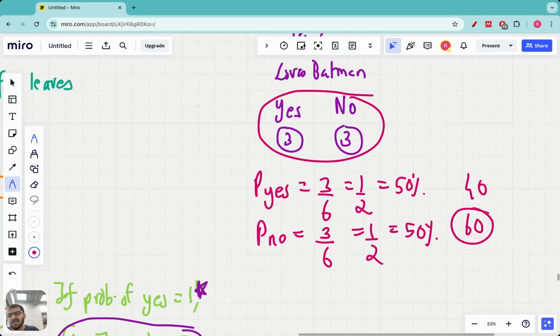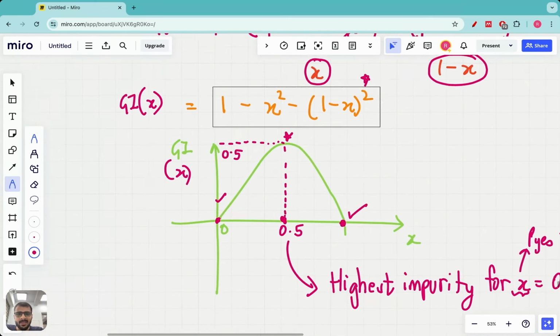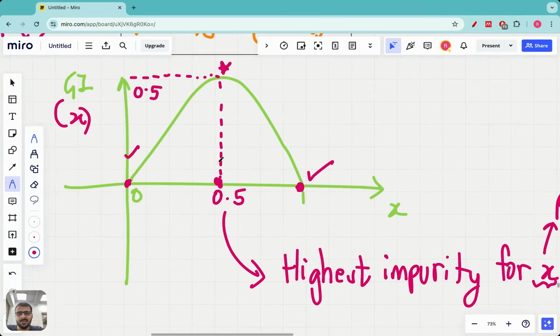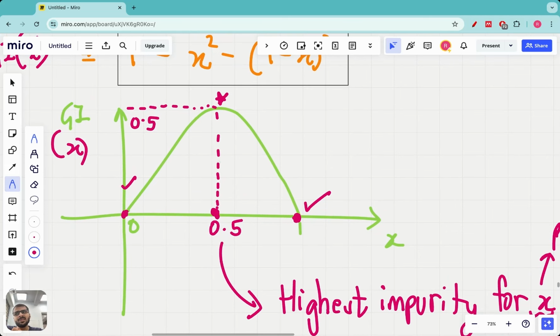So whether we should ask this question itself is debatable, because if yes was 3 and no was 4, then also it's fine because then we know that no is more preferred. So maybe many people don't love Batman. And that's why the formula is constructed in such a way that at x equal to 0.5 the impurity score will be maximum. This is sometimes asked in interviews: when is the Gini impurity score maximum? So keep in mind that it's maximum if the probability of yes and no is equal to 0.5.